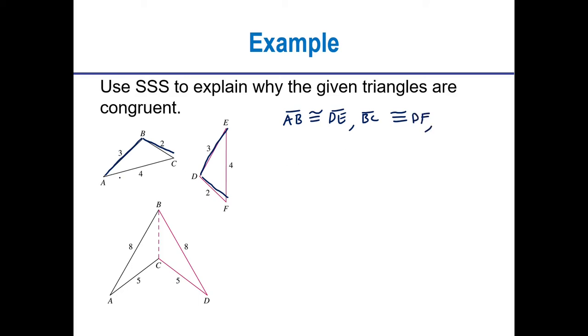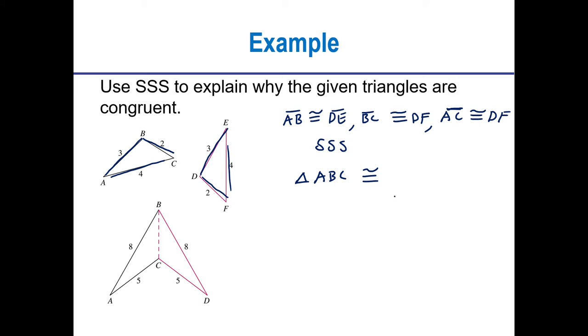And finally, segment AC is congruent to segment EF. Segment AC is congruent to segment DF. Since the corresponding sides are all congruent, we have side, side, side. And therefore, triangle ABC must be congruent to the other triangle.